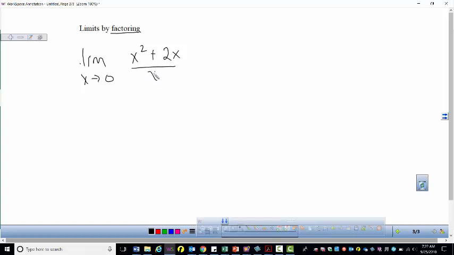So the first thing I do is I always try to plug 0 in, or whatever the value is. But if I try to plug 0 in here, I get 0 over 0, which I can't have 0 in the denominator, so that doesn't work. So then my next step is to try some algebra.